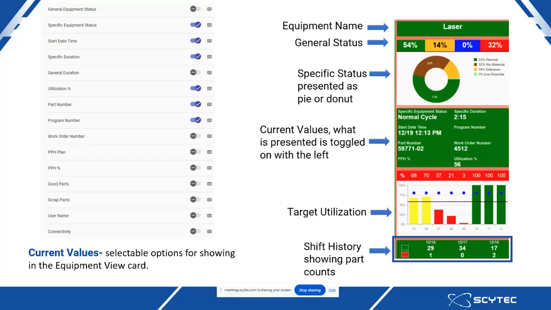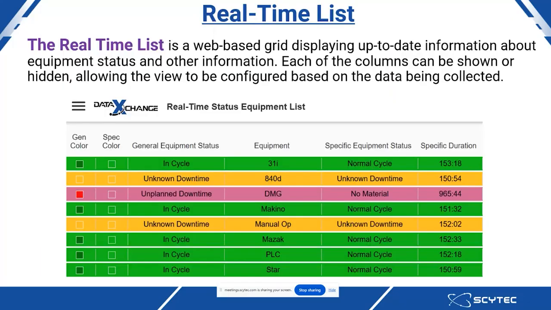On the 17th, we have 34 good parts created and 0 scrap parts, so on and so forth. On the 19th of December, we have 17 good parts created and 2 scrap parts. Next up, I'm going to be discussing the real-time list.